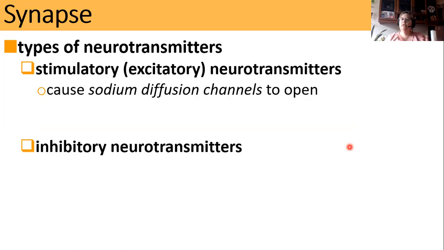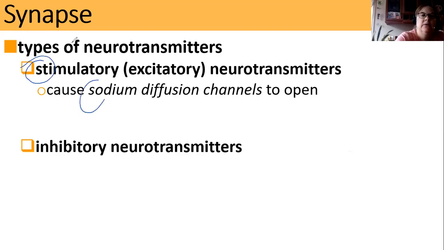Okay, so we have two types of neurotransmitters. We have stimulatory or excitatory neurotransmitters. These are the ones that cause sodium diffusion channels to open. So we can say stimulatory sodium, right? Those two go together. They both start with S. So stimulatory neurotransmitters cause the sodium channels to open, which means we have that wave or that quick diffusion of sodium ions into the cell and the membrane becomes depolarized.